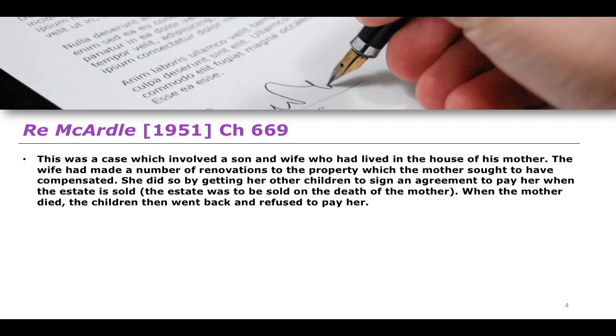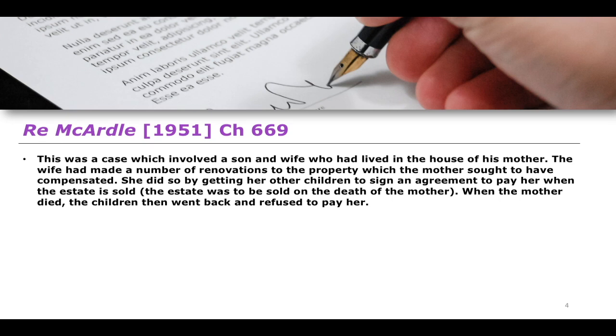The wife had made a number of renovations to the property. So she had done a number of different things to the property to renovate it, to make it look a lot nicer, which the mother sought to have compensated. She did so by getting her other children to sign an agreement to pay her when the estate is sold. So the agreement essentially was, you've made these renovations, you've gone to quite a lot of cost and quite a lot of effort to do so. What I will do is I will say that you will be compensated when the estate is sold, okay? And I've got my children to sign an agreement to pay you for this compensation when the estate is sold.